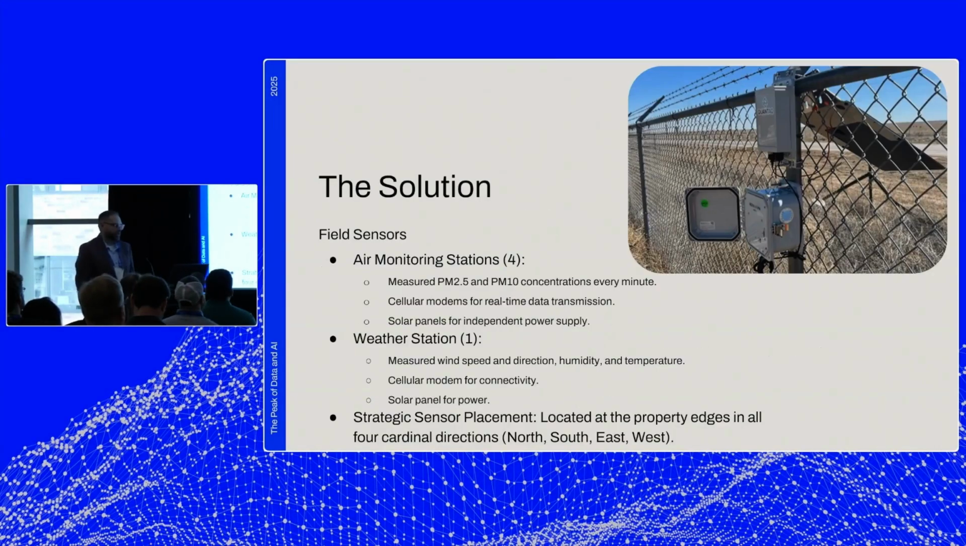So, a little bit more in depth on it. This is actually a picture of one of the sensors on the site, there on the right. We deployed 4 different PM monitoring stations through a company called QuantAQ. Each one has its own solar panel for power, so they're independent. They each have a cellular modem, so they report back automatically. We also had one weather station on site because we needed to measure both the humidity and the wind direction. We strategically placed the sensors at each of the cardinal directions on the edge of the property, and that helped with some of the processing that I'll get into in just a minute.